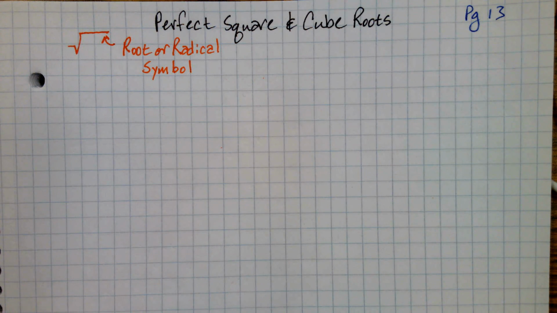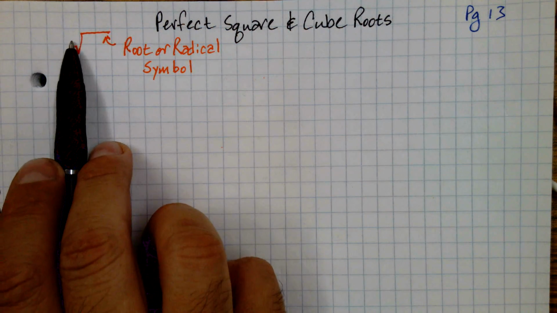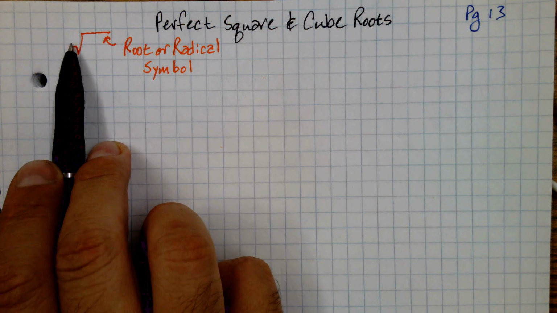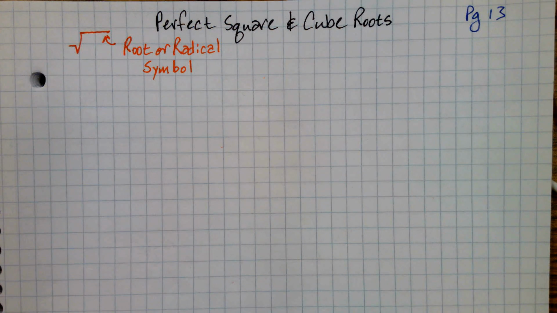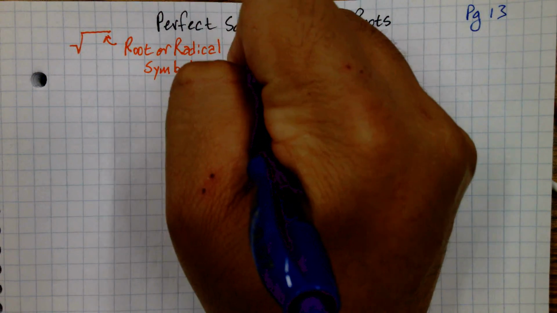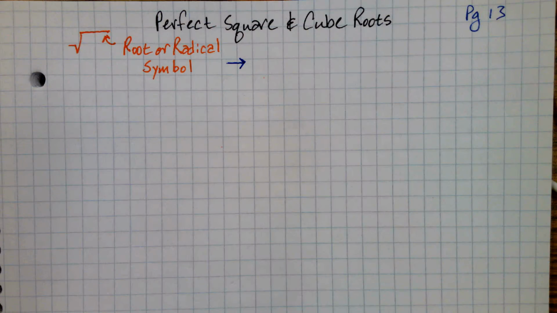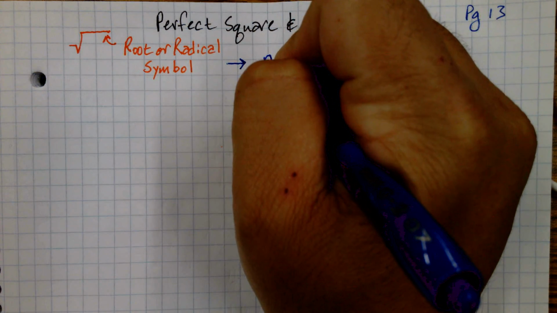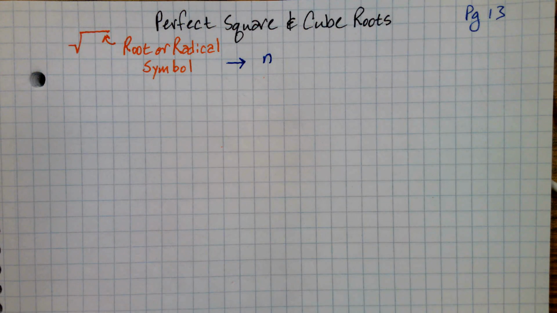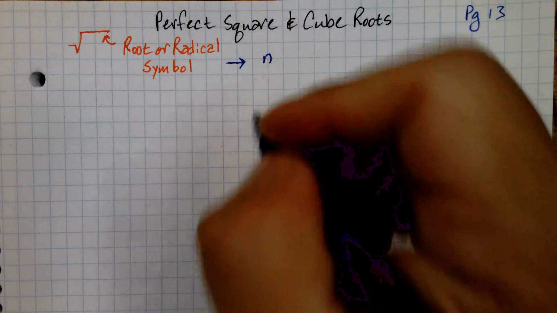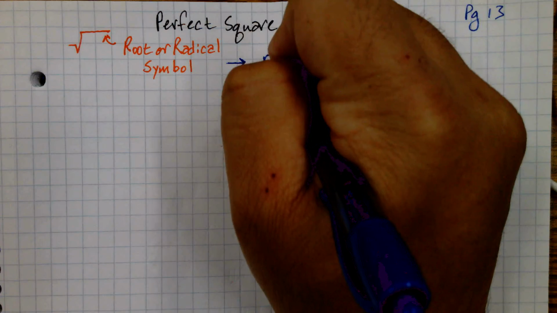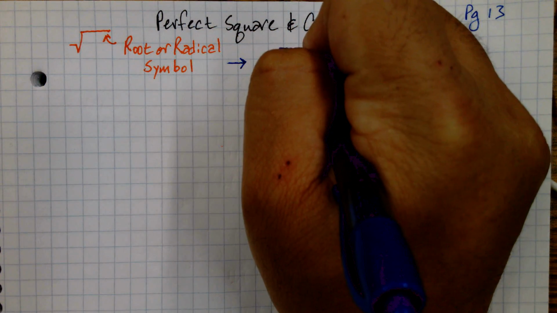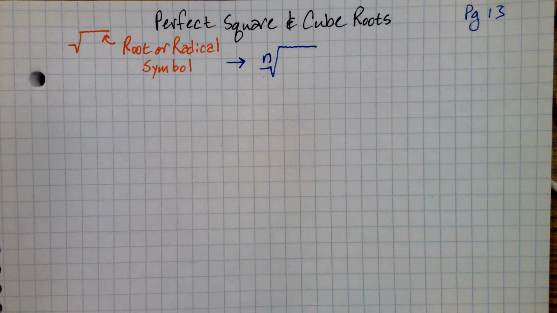And most of the time, if we're dealing with anything other than square roots, there's going to be a little number above this little dash portion. So it would look something like this. It would have some number n, 3 if it's a cube root, 4 if it's a fourth root, 5 if it's a fifth root, and then the radical or root symbol there. Okay?